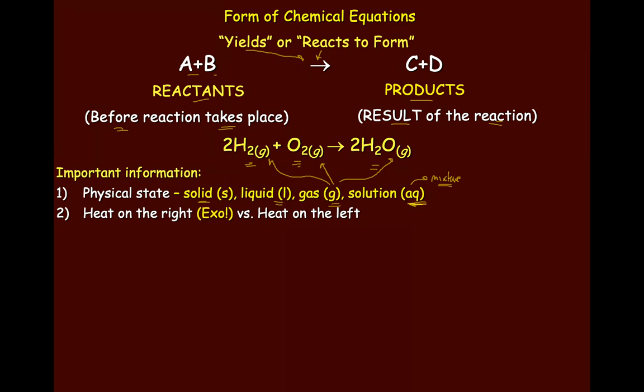Heat can also be written in the reaction. If heat is on the right, it's going to be an exothermic reaction, and if heat is on the left, it's going to be an endothermic reaction. Remember, heat is released here and heat is absorbed here. In this particular reaction, heat is going to be written on the right side because the creation of water is exothermic. And remember this is also in kilojoules or joules.